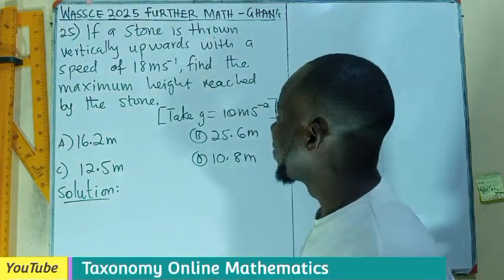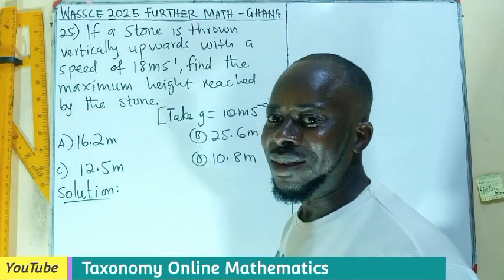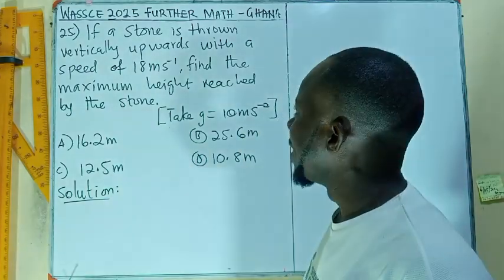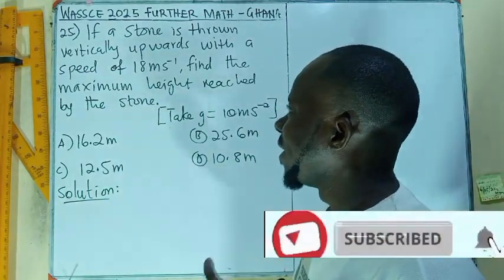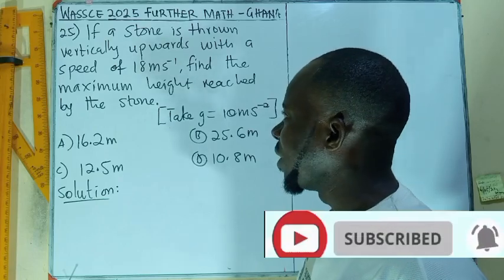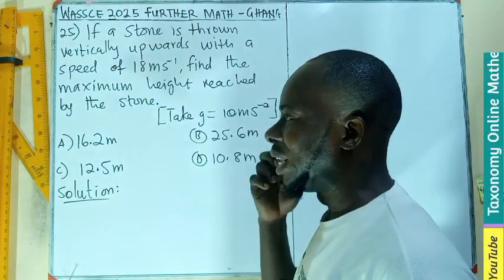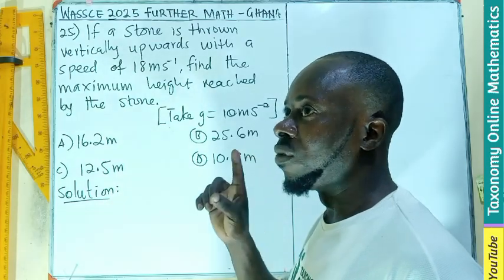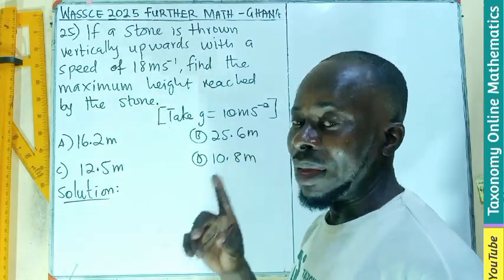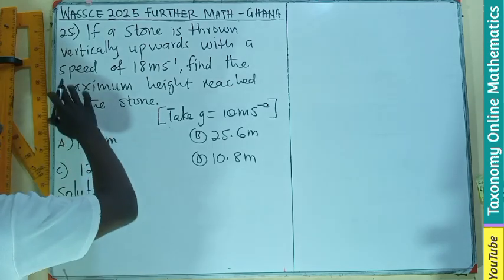WASSCE 2025 Further Mathematics for Ghanaian students. If a stone is thrown vertically upward with a speed of 80 meters per second, find the maximum height reached by the stone. So this is upward movement. So this is more or less a dynamic. So let's write the information we have.